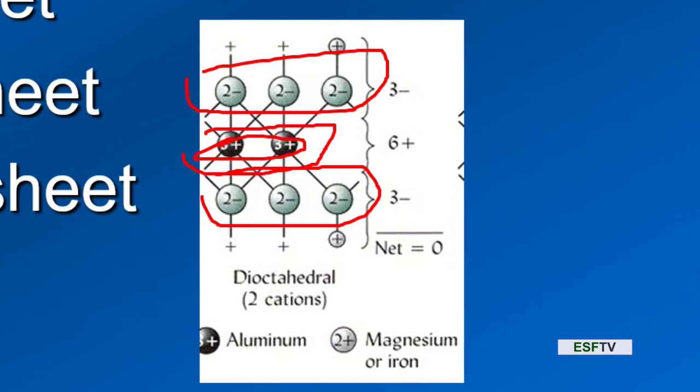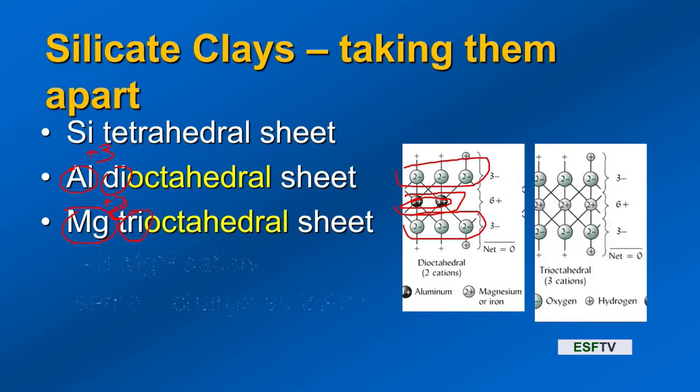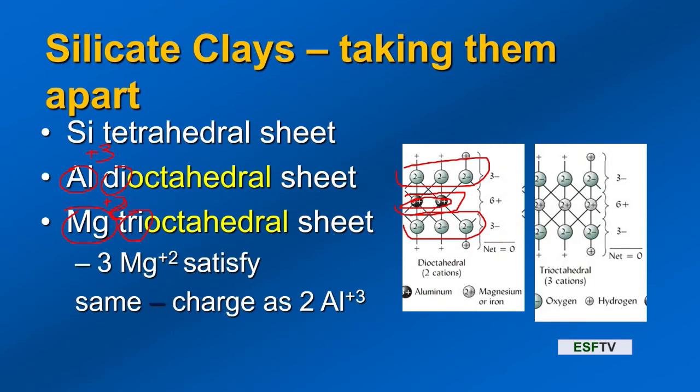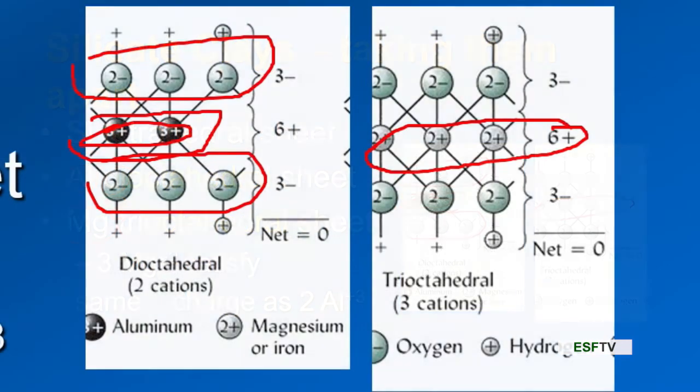Now this isn't the charge, this is the number it would take to replace them, right? So plus 2 trioctahedral sheet because you need 3 of them, plus 3 dioctahedral sheet because you need 2 of them. And a picture, that same structure, and now instead of aluminum, there's magnesium. And to get that plus 6 charge, it takes 3 of them to make it all covalently clean.